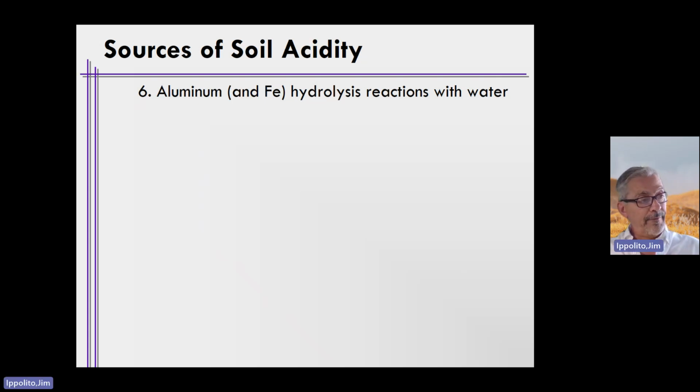The sixth source of acidity is the hydrolysis of aluminum and iron, or aluminum and iron hydrolysis reactions with water.